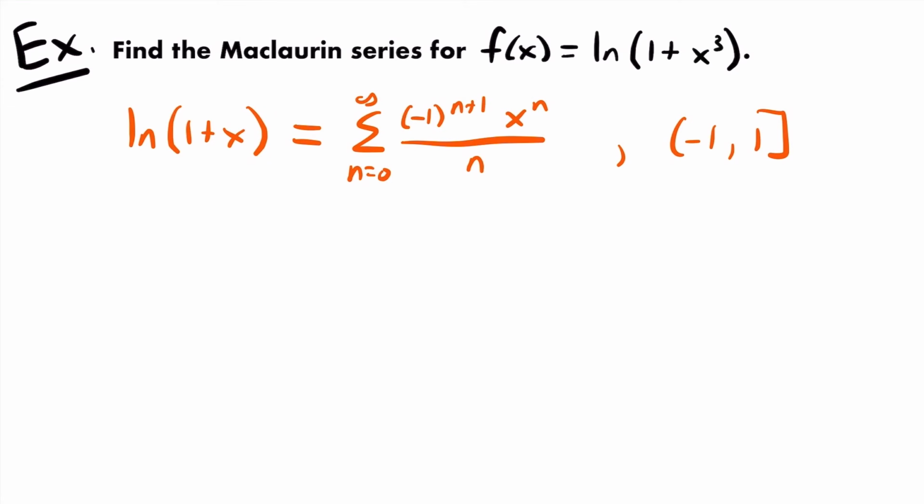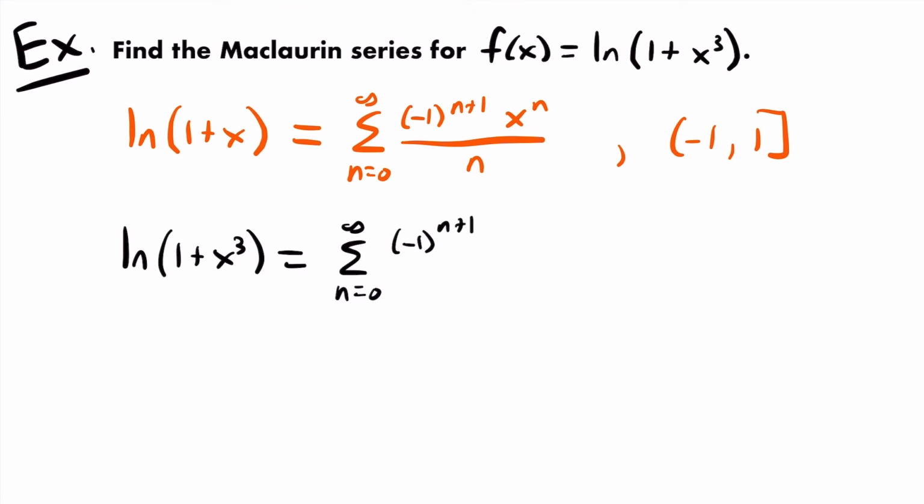Okay, so you can see the similarities between this function and the function that we want to represent as a Maclaurin series. All we have to do is change this x here and here with x cubed. All right, so what we'll have is the natural log of 1 plus x cubed is equal to the sum from n equals 0 to infinity of negative 1 to the power of n plus 1 times x cubed to the power of n divided by n.